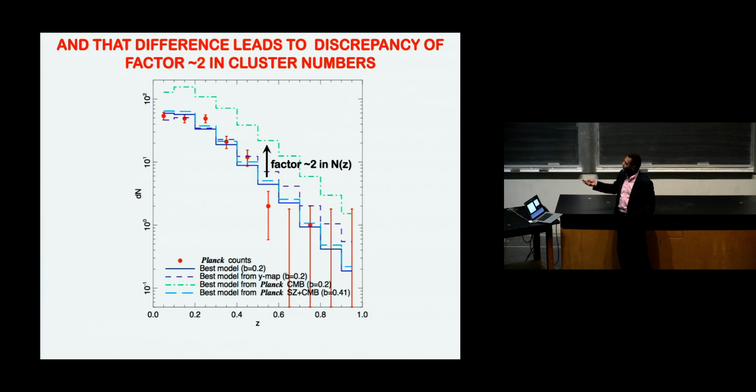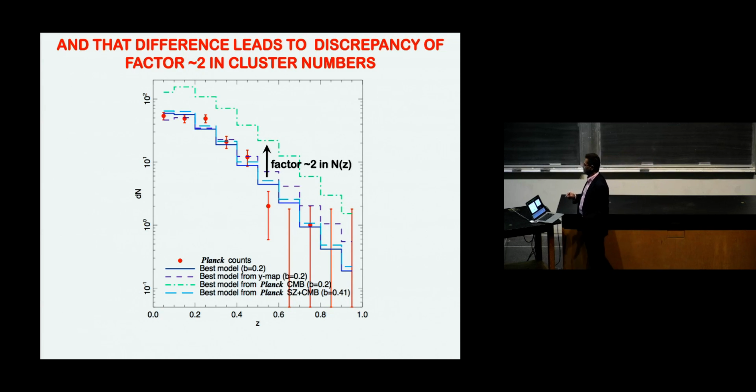And these red points are the observed number counts of clusters as you see them in Planck. So Planck cluster and Planck CMB are in tension with each other. And the tension in terms of the number of clusters is at a factor of 2. There are factors of 2 fewer clusters in the universe than what you would predict had you used the microwave background results for the cosmology.